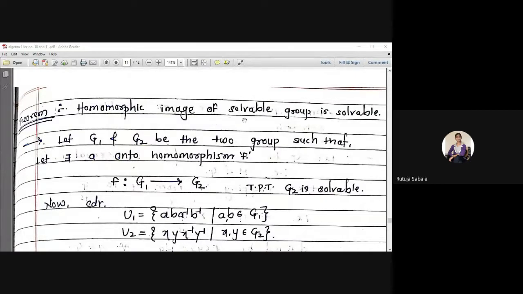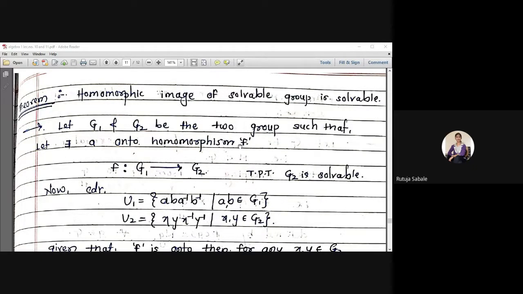homomorphic image of solvable group is solvable. Let G1 and G2 be two groups such that there exists an onto homomorphism. Look here, an onto homomorphism is there. Hence, the range set of f is nothing but the whole G2. Onto homomorphism is given, which means the range of the function will be the whole G2. f is a function from G1 to G2. We have to prove that G2 is solvable.